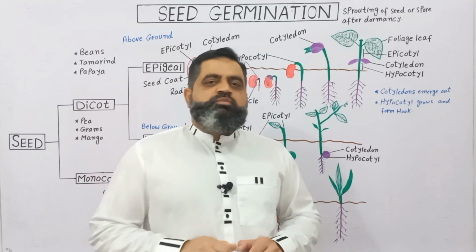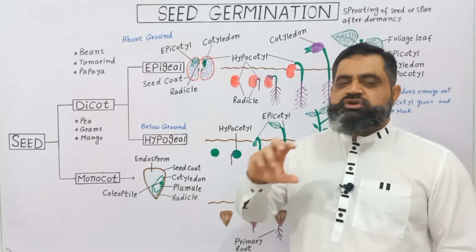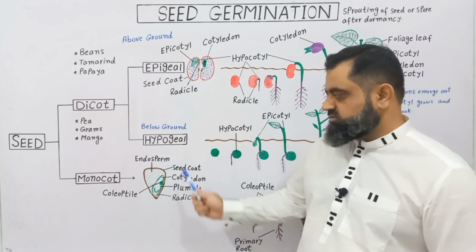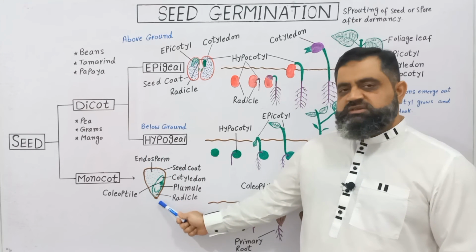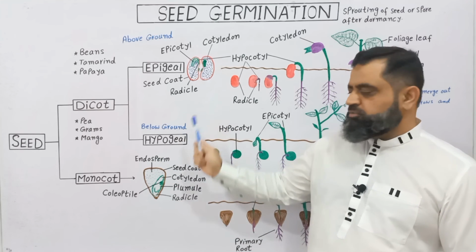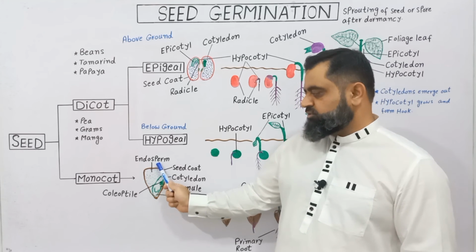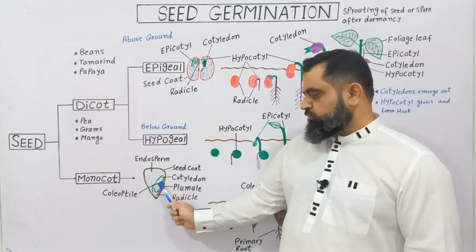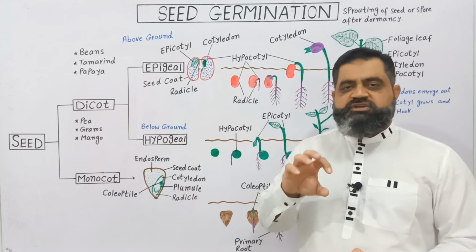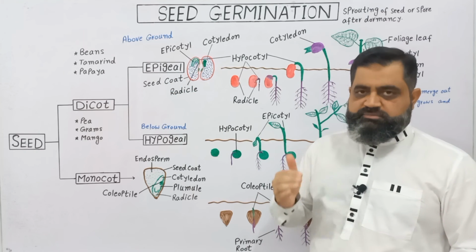So there is another type of seed known as monocot, which, as I already mentioned, contains a single cotyledon in its body, like rice, maize and wheat. I have taken an example of a maize seed, which is corn, and this is a little different from the dicot seed because it contains a single cotyledon. It also contains stored food in the form of endosperm. It has a seed coat, plumule, radicle, epicotyl and hypocotyl, but the mechanism of germination is a little different from epigeal and hypogeal germination in dicot plants.